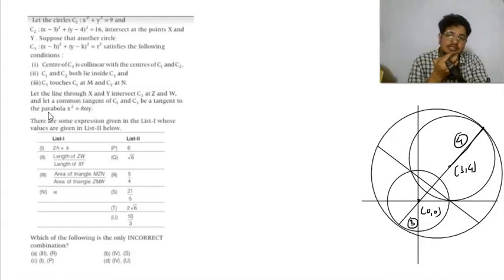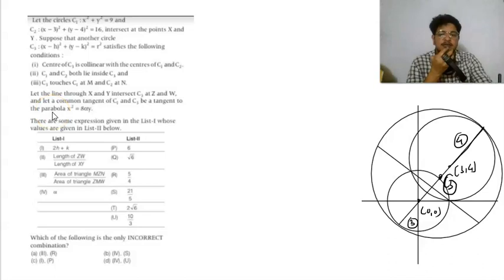And it is also given that there is a circle c3, and we will give the description of that c3: the centers of c1, c2, c3 are collinear, which means that c3 will come here. And at last it is given that c1, c2 both lie inside c3. I had already drawn it in the figure. Lastly it is given that c3 touches c1 at M and c3 touches c2 at N.